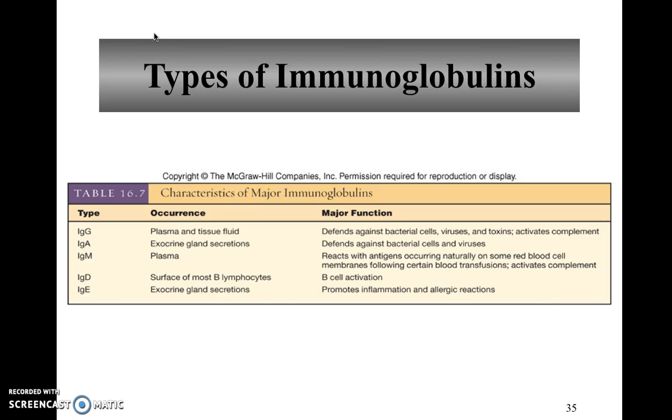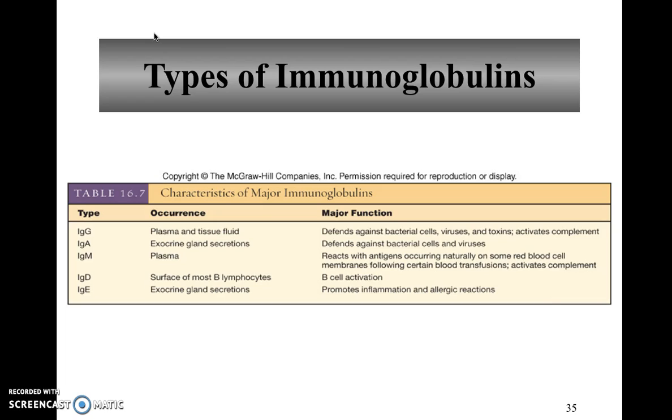IgA is found in glandular secretions. It's usually a dimer, and it acts against bacterial cells and viruses as well. IgM is a pentamer, or 5 of these antibodies combined into one large complex, and they're found primarily in the plasma. They're usually the first immunoglobulins that show up at the site of infection.